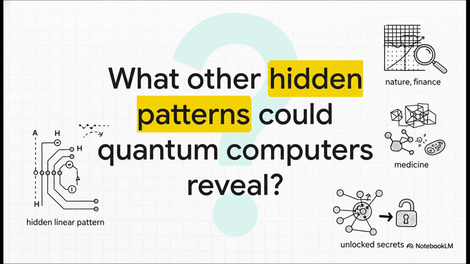And you know, that really leaves us with a pretty fascinating thought. This algorithm is all about finding a hidden linear pattern in a single step. It really makes you wonder, what other, much more complex secrets may be hidden in nature, or in financial markets, or even in medicine? What could we unlock if we just knew the right quantum question to ask?